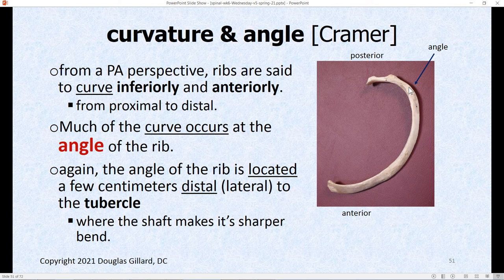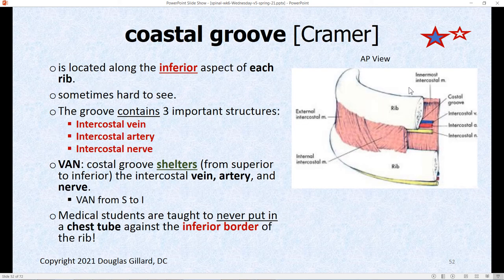From a PA perspective, ribs have that curve. The curve is said to be inferior and anterior. Much of this curve occurs at the angle. Where's the angle located? It's usually a few centimeters lateral, or you could say distal, to the rib tubercle. Right, super important concept here.